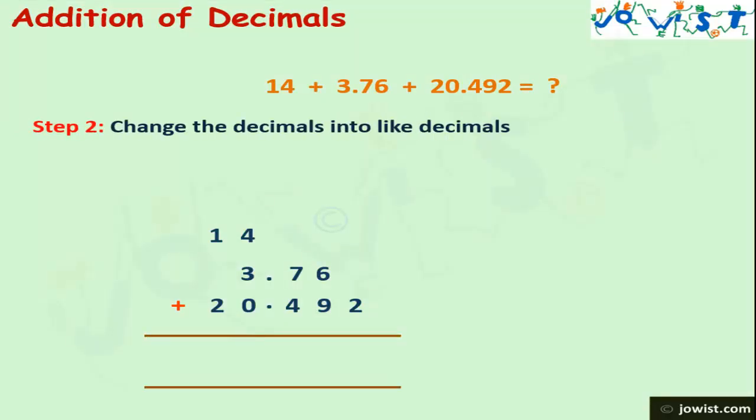The next step is to change the decimals into like decimals. Here we need to add 0. 14 becomes 14.000 and 3.76 becomes 3.760.